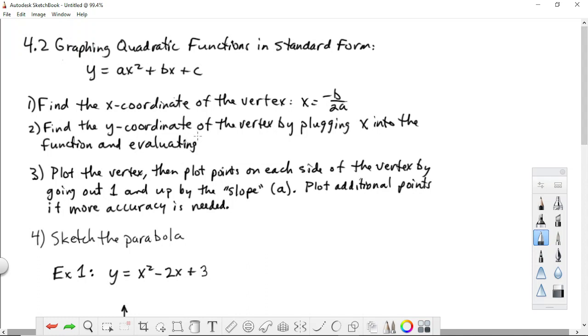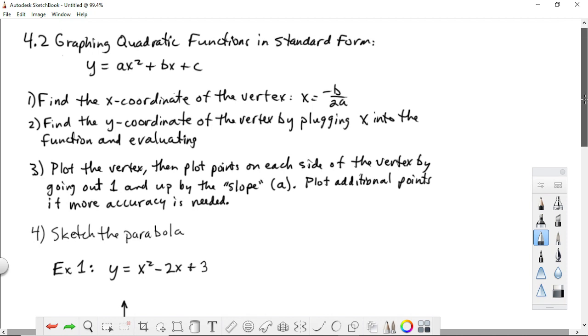Here are the steps. First, to graph a quadratic function in standard form, you find the x-coordinate of the vertex. And there's a convenient formula to do that: negative b over 2a, where b is the coefficient of x, and a is the coefficient of x squared. Once you find the x-coordinate of the vertex, you can find the y-coordinate by plugging that x into the function and evaluating it. That will give you the y-coordinate.